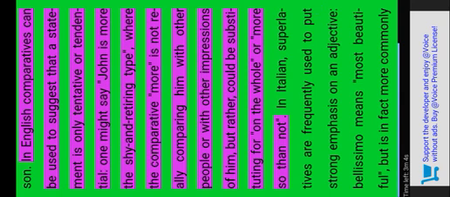One might say, "John is more the shy and retiring type," where the comparative "more" is not really comparing him with other people or with other impressions of him, but rather could be substituting for "on the whole" or "more so than not." In Italian, superlatives are frequently used to put strong emphasis on an adjective. "Bellissimo" means "most beautiful", but is in fact more commonly heard in the sense "extremely beautiful."